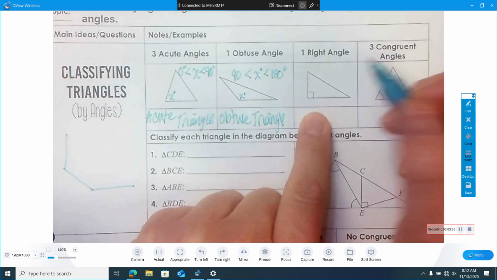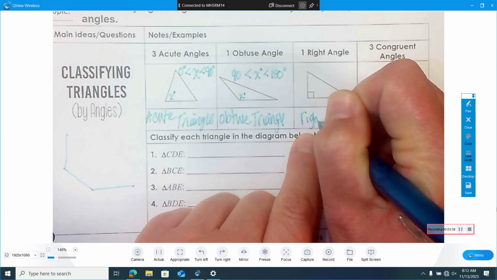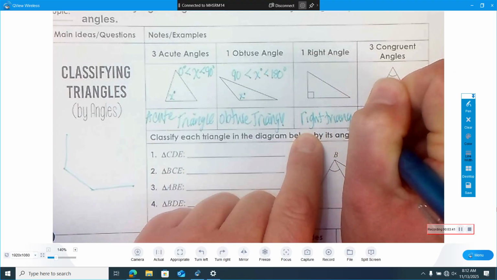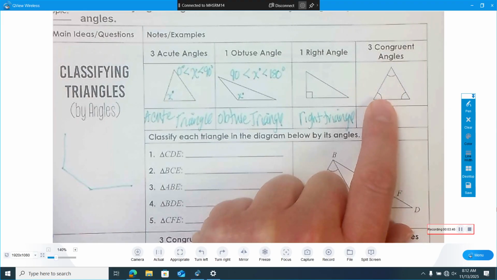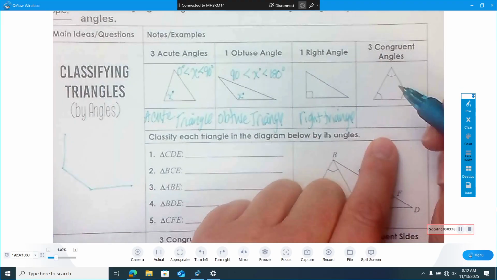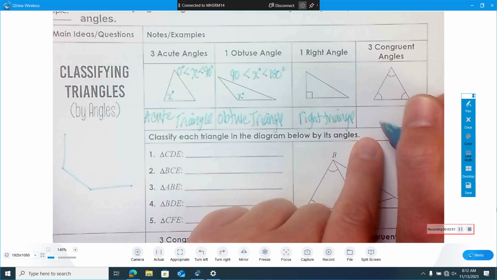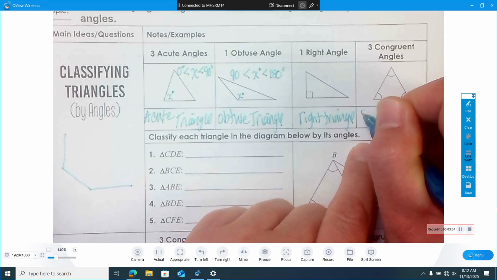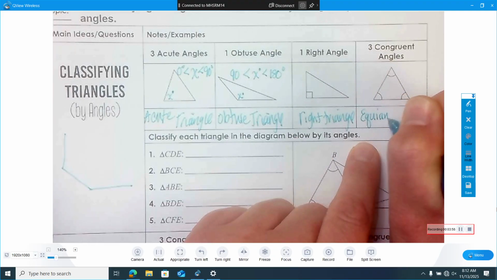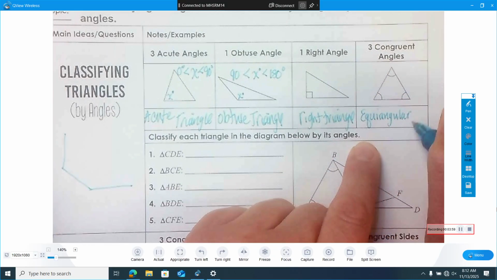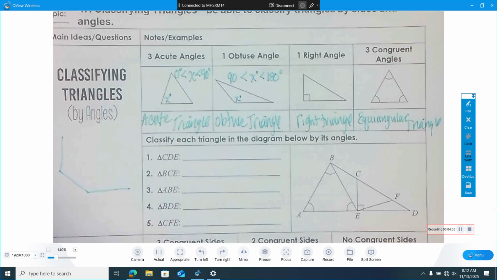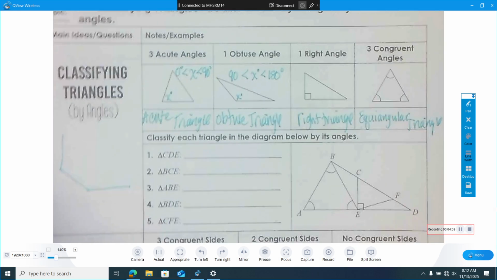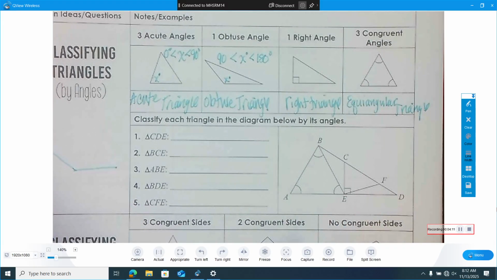Of course, if we have a right angle, we have a right triangle. And if we have 3 congruent angles, with our congruent angle markings here, very important, then we have what is called an equiangular triangle. Equiangular, equal angles. See how that works there? Okay. So classify each triangle in the diagram below by its angles.